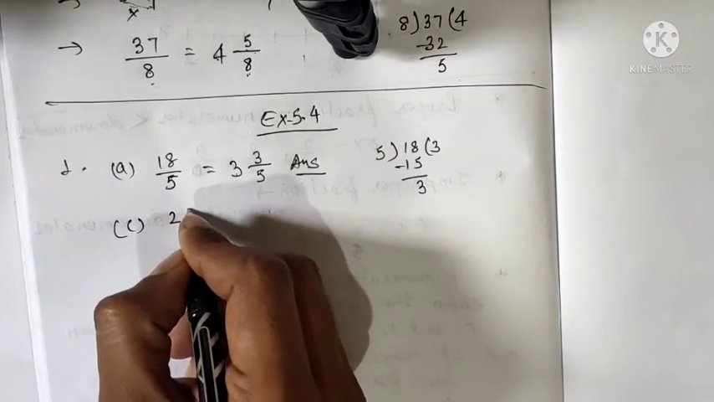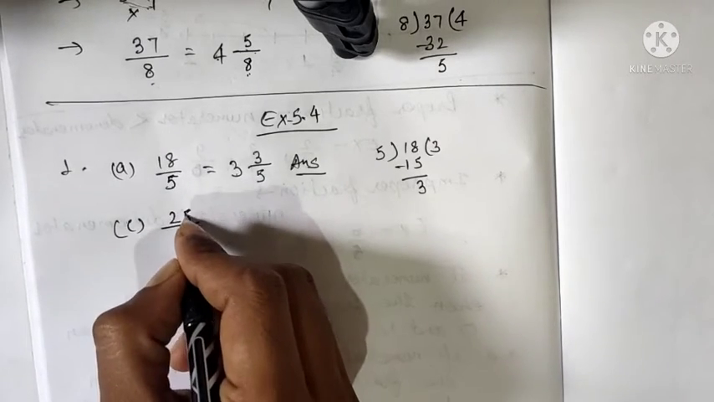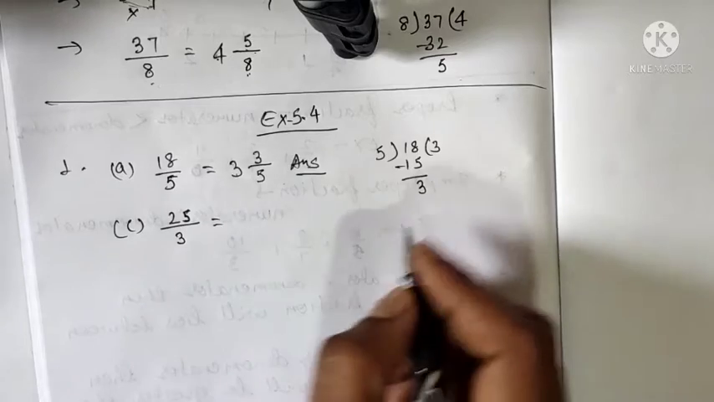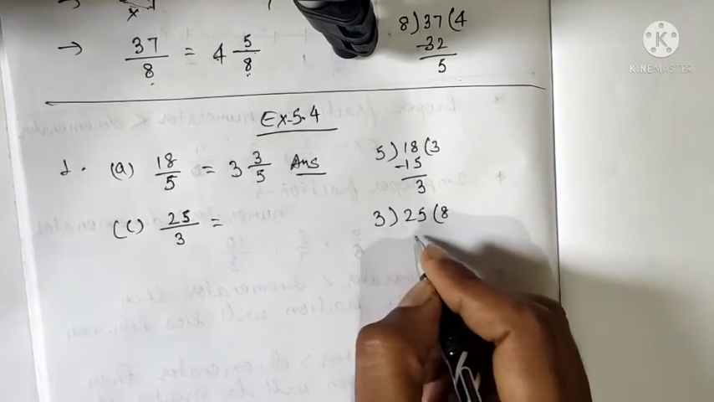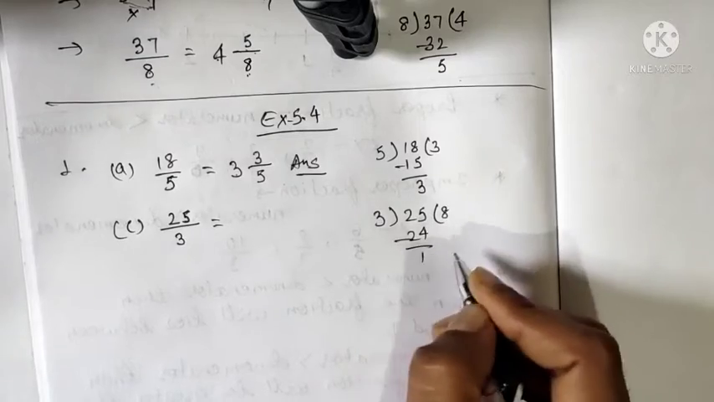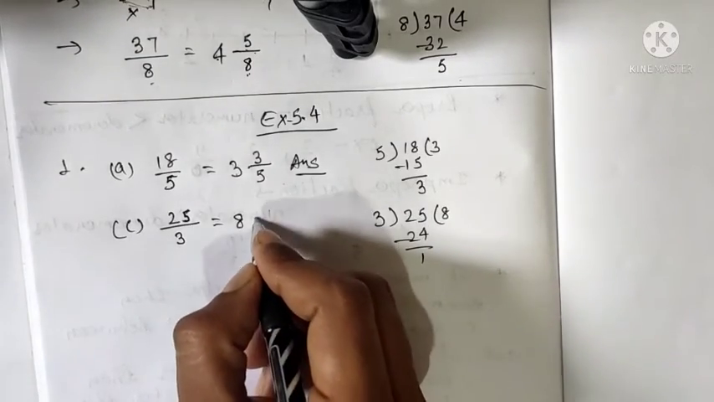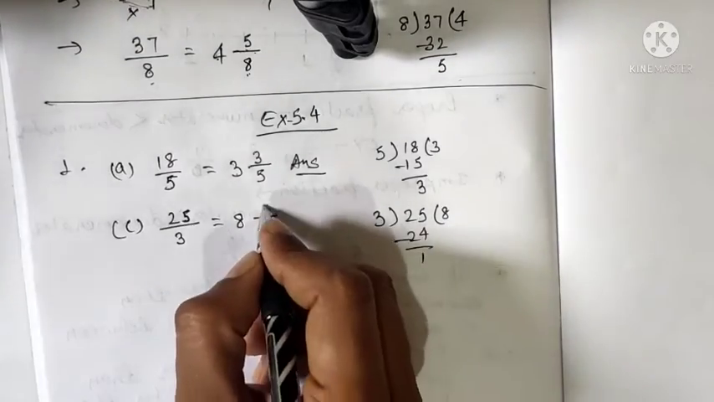Now question number C. Question number C is 25 by 3. So divide 25 by 3: 3 eights are 24 and the remainder is 1. So the answer is 8 1 by 3. Easy.